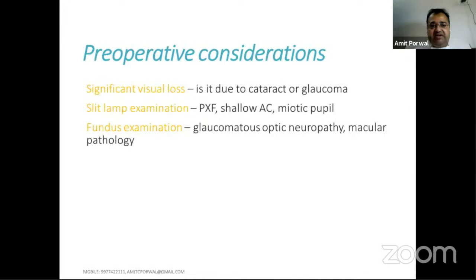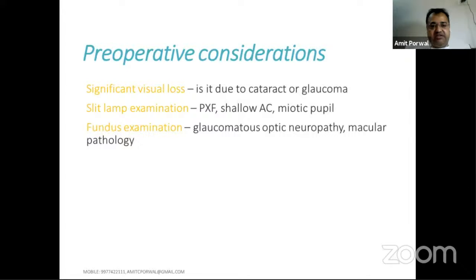When we look at the preoperative considerations, there is significant visual loss, which has to be understood and addressed with the patient: is it due to cataract or glaucoma? Because visual loss from cataract can be regained, but vision loss due to glaucoma can't be regained. So this has to be counseled to the patient before the surgery.